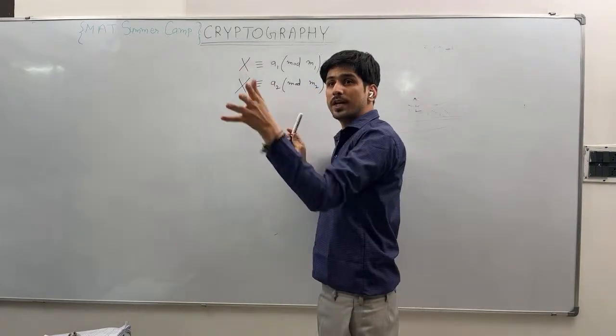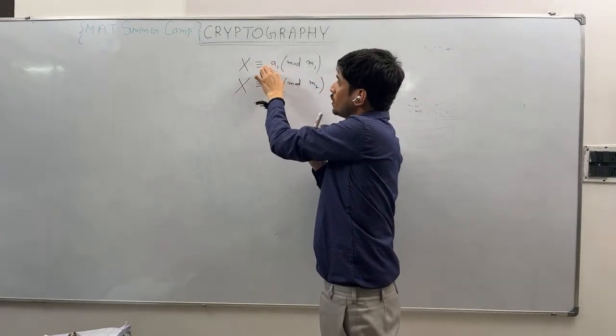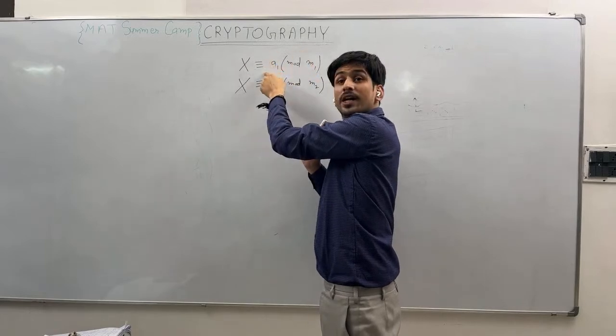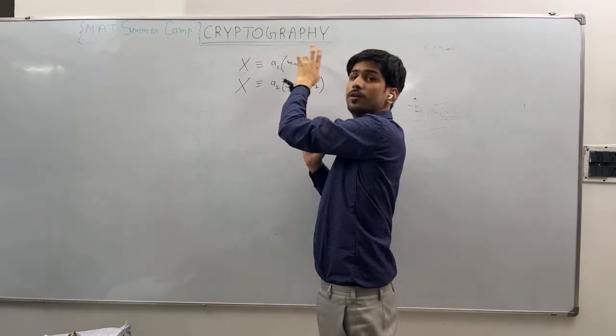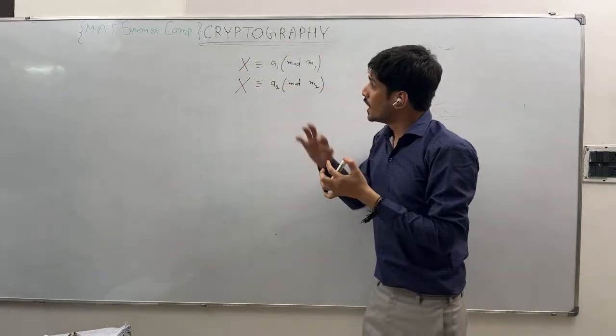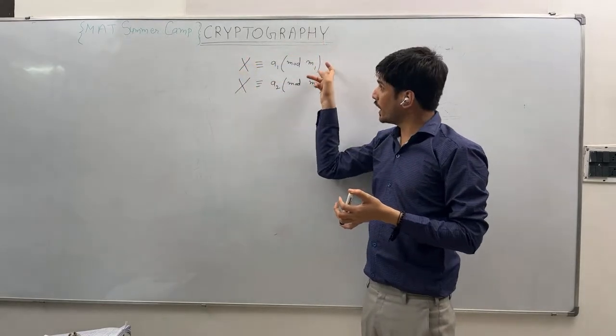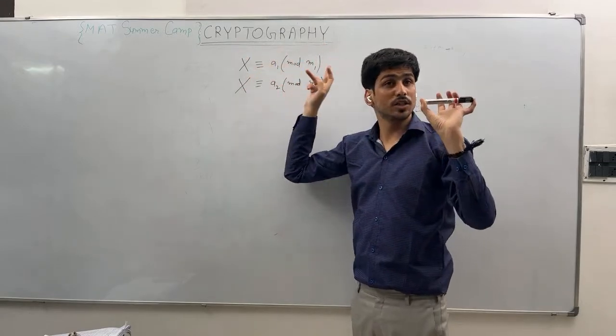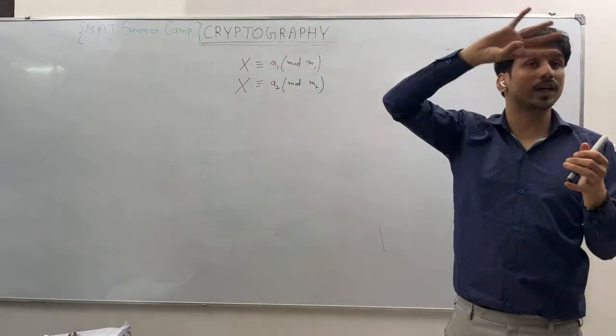You can also say something like this, and this holds vice versa. In one way, you are dividing a1 by m1 and this one is the remainder. Another way, you can say x you are dividing by m1 and you are getting this remainder. Either way you can say, because sometimes we are getting negative.